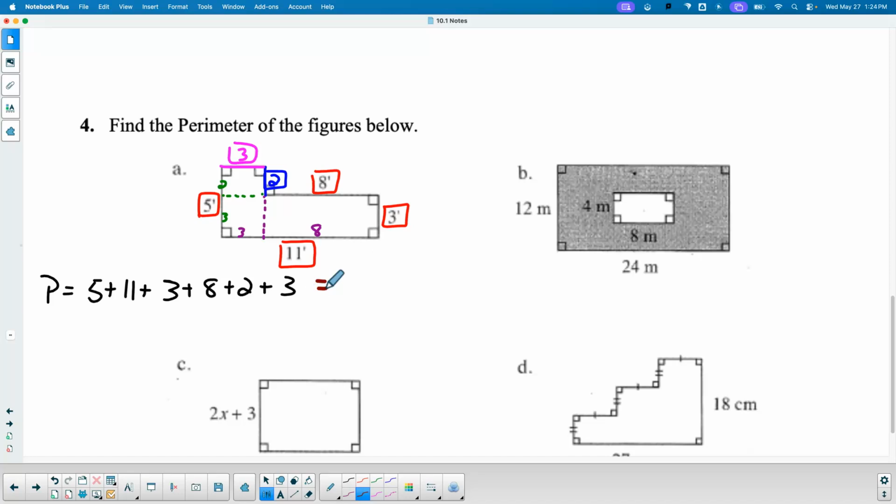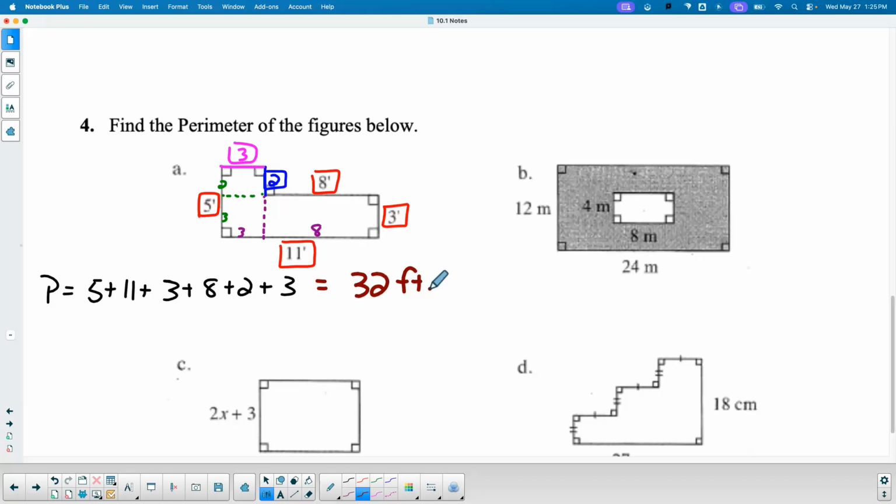16 plus 3 is 19. 19 plus 8 is 27. 27 plus 5 is 32 feet. Perimeter is a singleton label. What? All right. Area, the label is squared. Perimeter, not squared. Okay. All right.